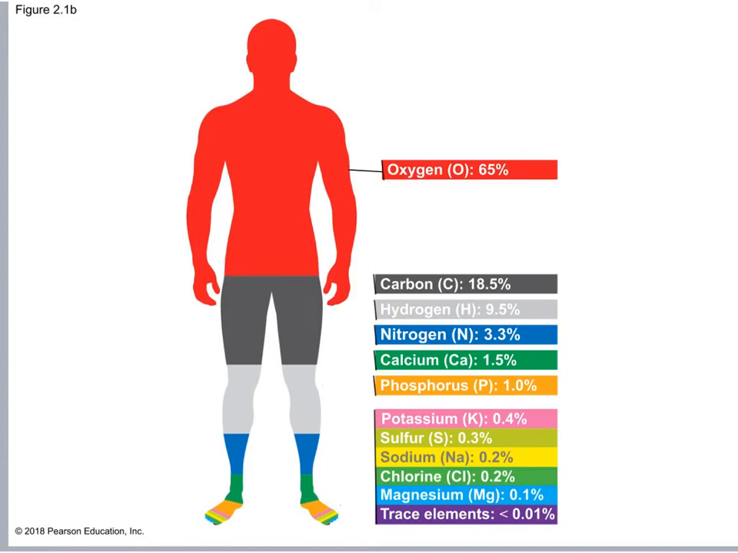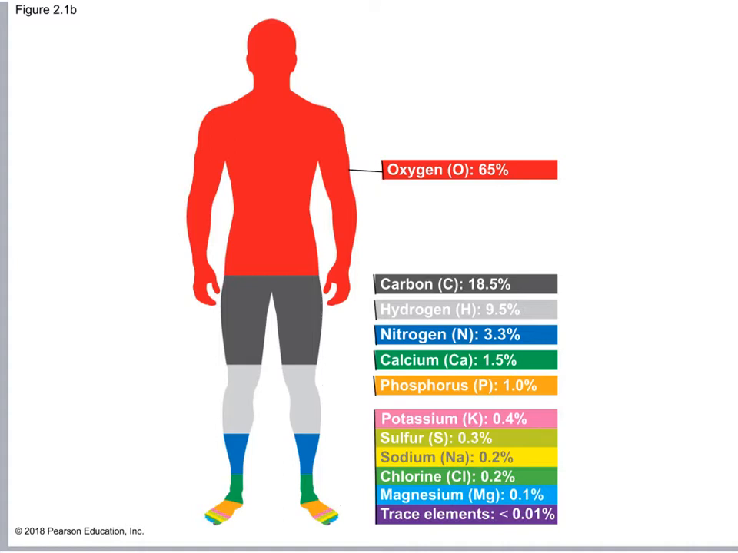So how many elements are essential for life? The requirements are similar among organisms, but there is some variation. For example, humans need 25 elements, but plants require only 17. So as you can see in this figure, 6 elements, oxygen, carbon, hydrogen, nitrogen, calcium, and phosphorus, make up about 99% of your body. The first 4, being oxygen, carbon, hydrogen, and nitrogen, are the main ingredients of the biological molecules, proteins, carbohydrates, and lipids.